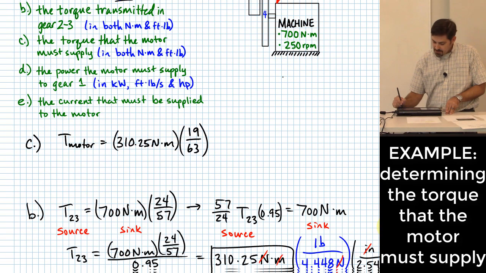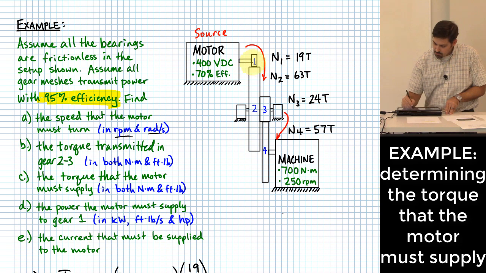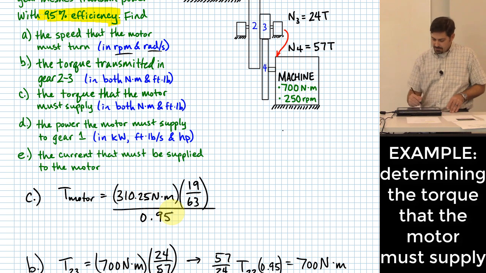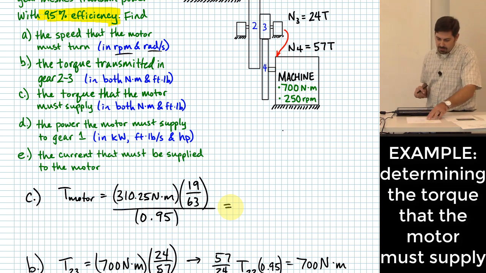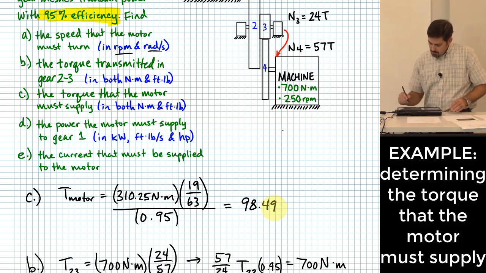Right, we have to, again, just like we did in the last one, just like we did down here, deal with efficiency again because we just dealt with another gear mesh between 1 and 2, right? So that ends up being another place where we have to apply a 0.95 factor to account for that efficiency. Okay? And so then we can just plug those in and figure out what that would be. So T motor ends up being 98.49 Newton meters.